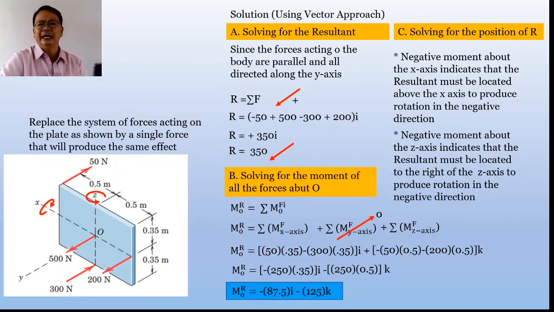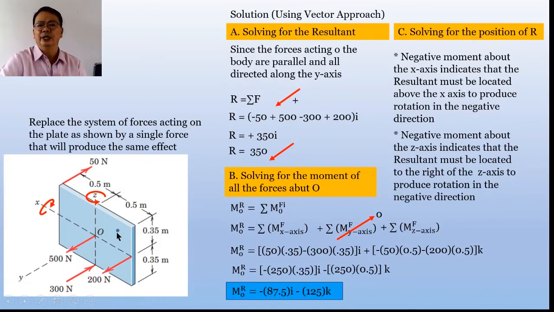Kaya kung pag-aaralan natin itong lumabas na resultant ng dalawa, ito, negative moment in the i direction and negative moment in the z direction, it follows that the resultant must be located above the x-axis and to the right of the z-axis. Kaya kung ipapakita natin ito, dapat narito somewhere here, yung ating resultant.